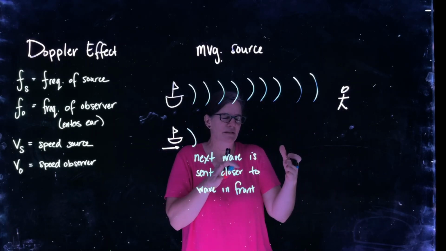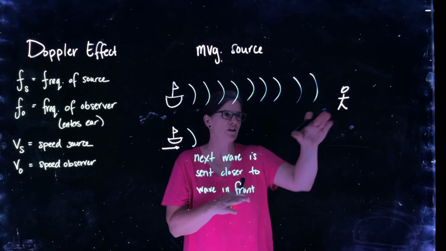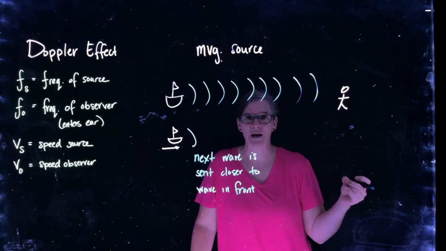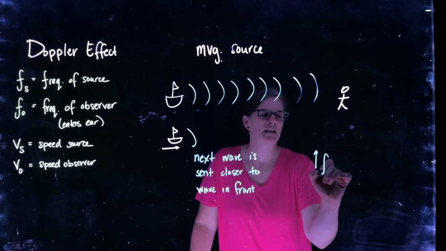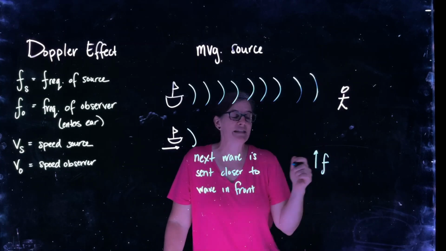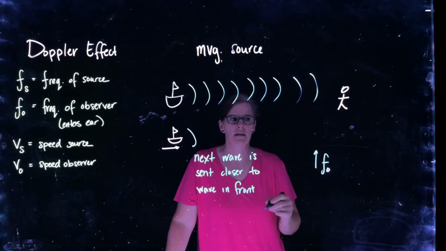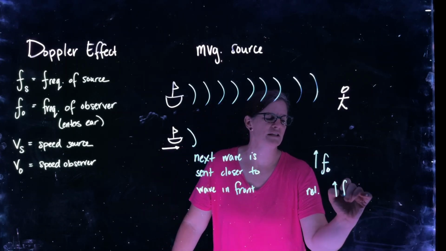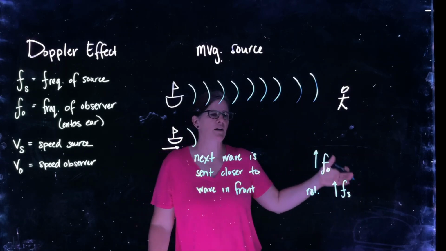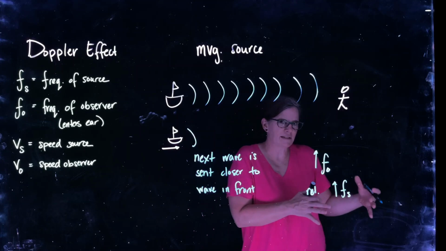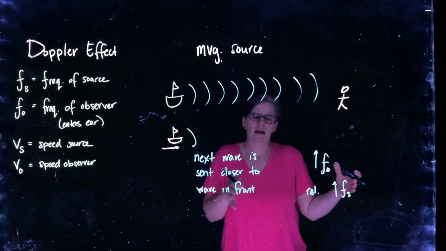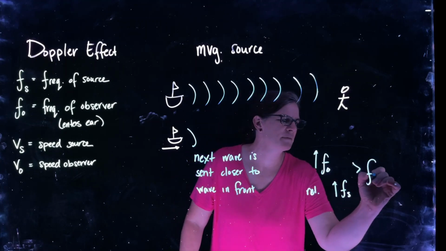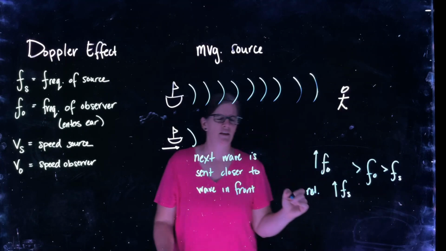When those waves that are being sent out closer and closer to each other hit my ear, I get waves hitting my ear at a more frequent rate. I increase the frequency, or the frequency of the observer is increased relative to the frequency of the source. The source is still sending it out at the same rate, but because I'm moving towards that wave front, I've shortened the distance between them. So the frequency of the observer is greater than the frequency of the source.